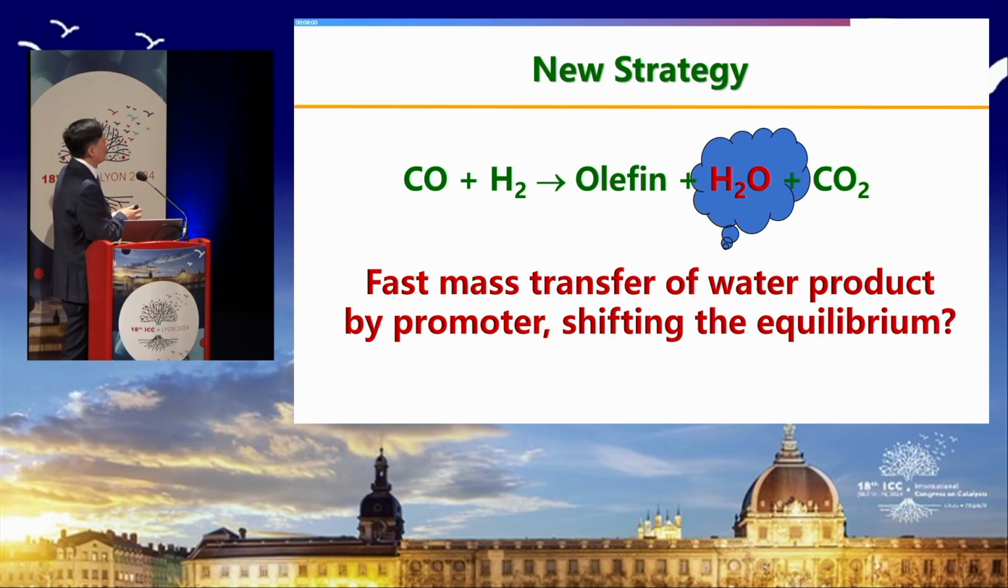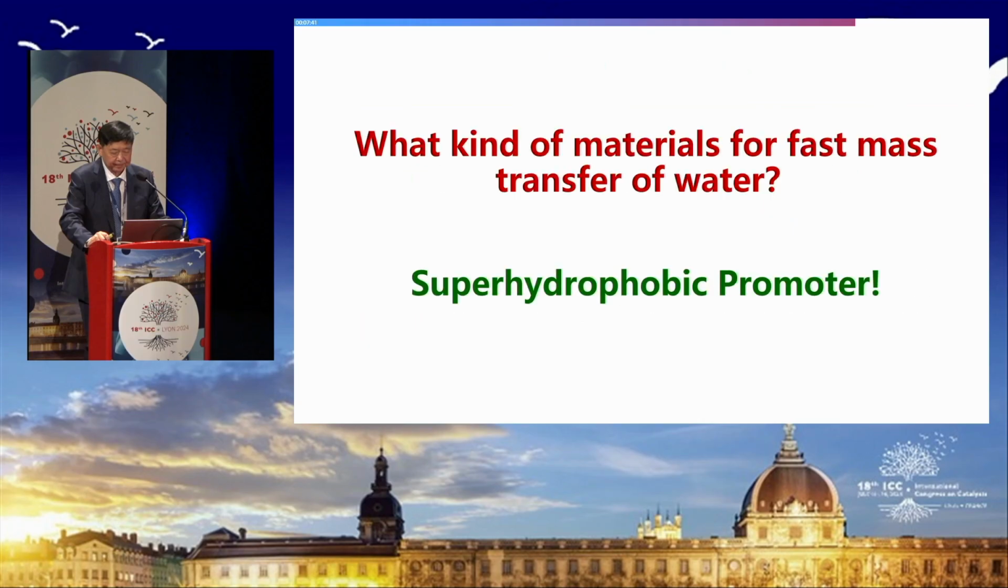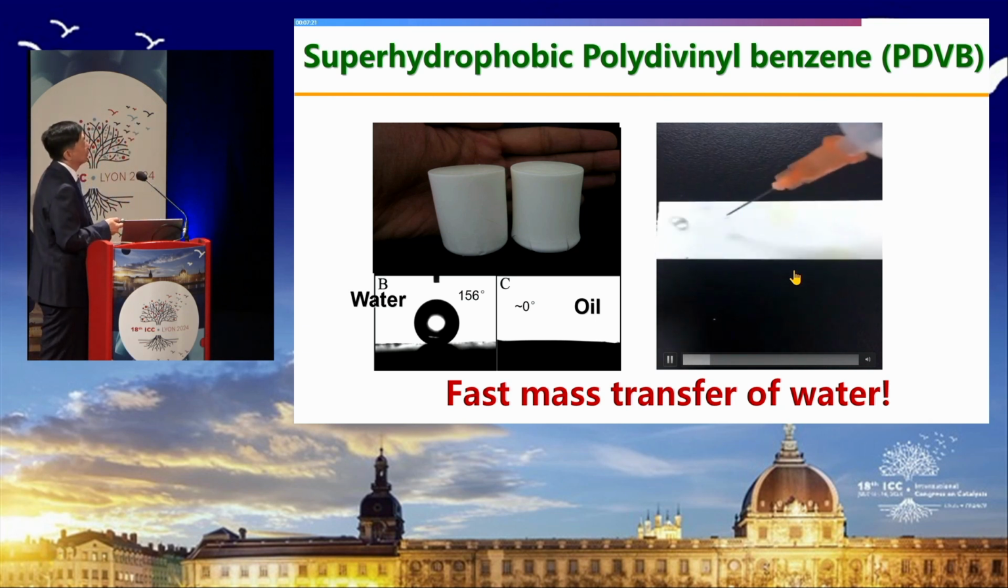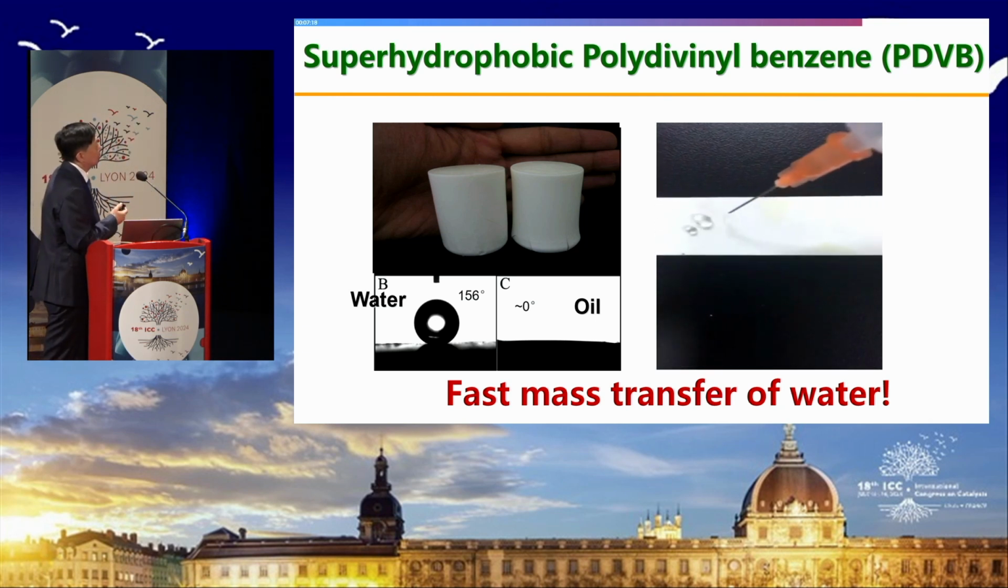On the other hand, I also want to tell the students to try to remove the water byproduct. We think faster mass transfer of the water product probably also shifts the reaction balance. The next question: what kind of material gives faster mass transfer of water? Of course, a superhydrophobic promoter has already been reported. What kind of superhydrophobic promoter? You can see the water mass transfer is very fast.